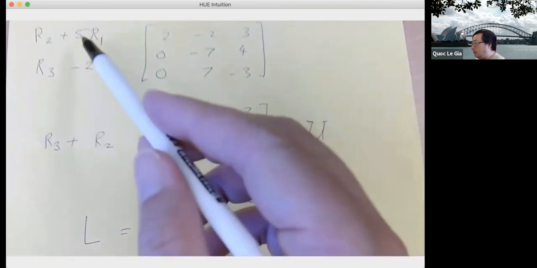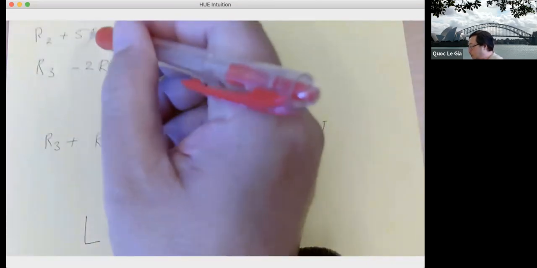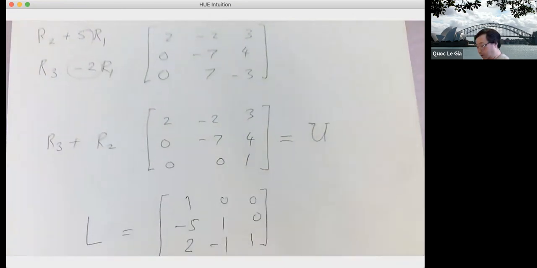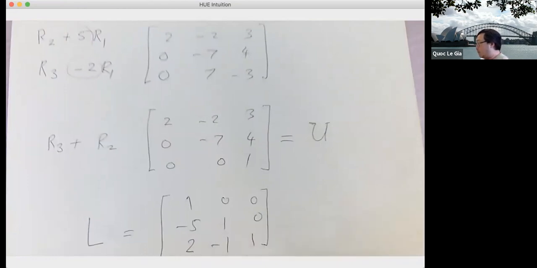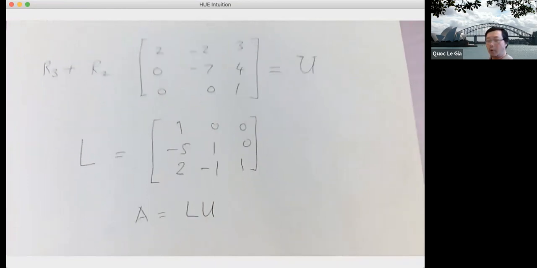Right, so I just collect from here. So remember, you collect from this operation. Okay, and then this one is just minus 1. Yeah, so you can check. So check that A equals LU. In this case, A equals LU because there's no permutation, no swapping.